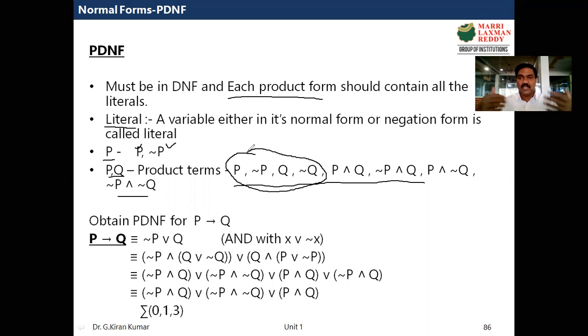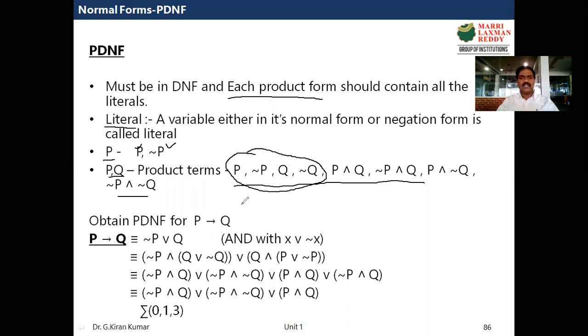Suppose in the given expression P and Q are there, then each product term should contain a literal for P and a literal for Q. Suppose in the given expression there are three propositions P, Q, R. Then each product term should contain a literal for P, a literal for Q, a literal for R. Okay, so that is the meaning of PDNF.